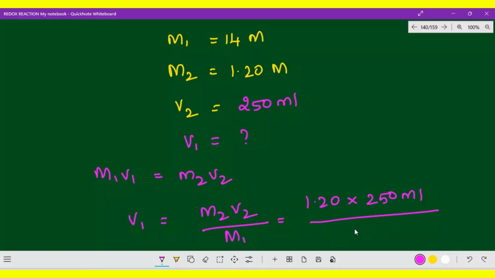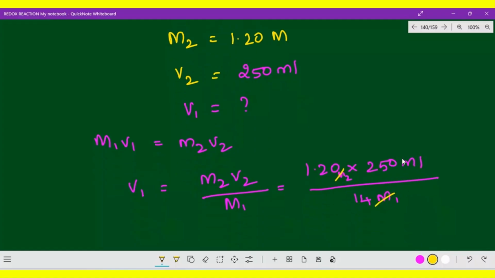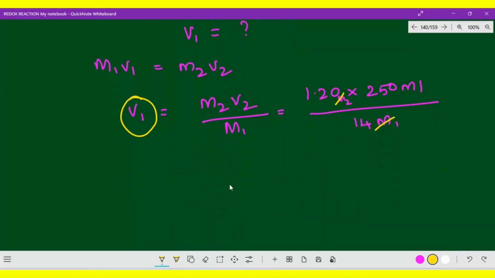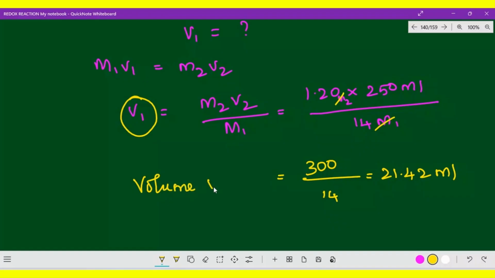Here M1, what is it? M1 is 14 M. This is M1 and this is M2. Now the M will be cancelled. Only mL is left, because we have to identify the volume V1, so naturally mL will be there. When you calculate the top first, you will get 300, divided by 14. Altogether you will get 21.42 mL. Now we got the point. Volume V1 equals 21.42 mL.